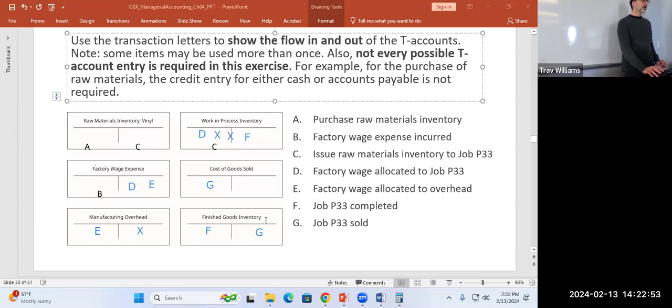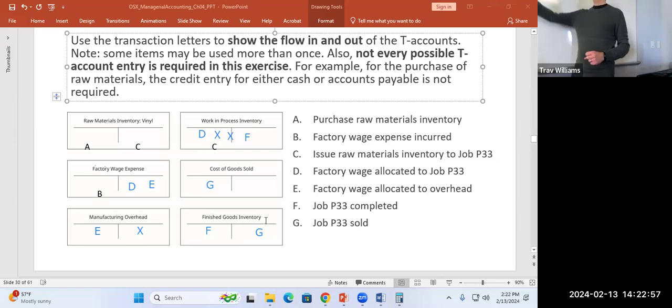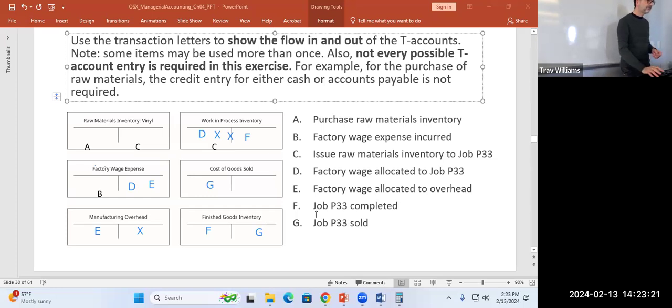All right, so I hope that helps illustrate these steps, as it goes from raw materials and factory wage expenses into work in process inventory. Then when the job is done and you add your overhead costs, you put it into finished goods. And when you sell the goods, it goes into cost of goods sold. And that is the whole process. Okay, any questions?